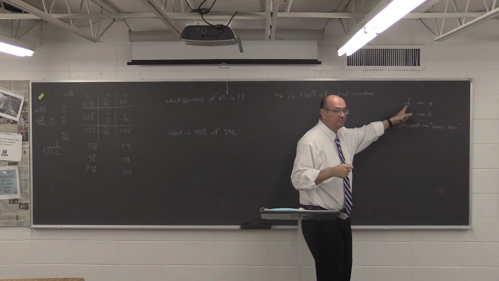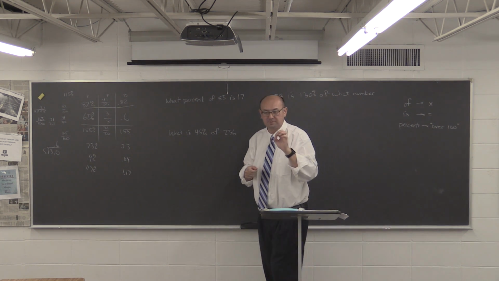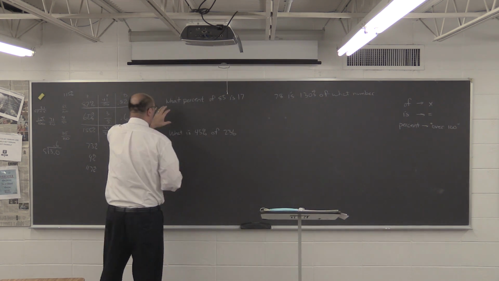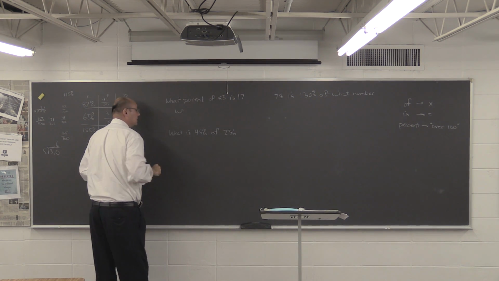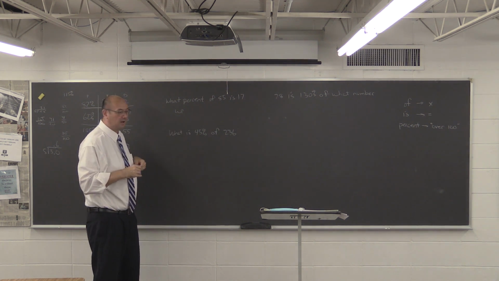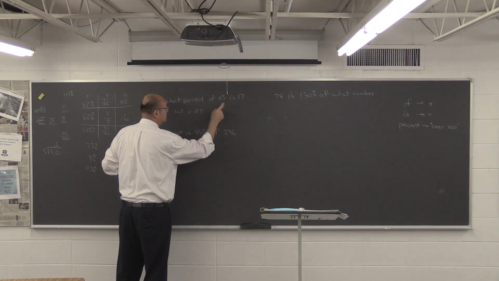"Of" means what? Multiplier, times. "Is" means equal. And what percent? Percent means what? Over 100. Watch this. What percent, so WP, or I can use X. What percent, what's that mean? Okay, times 85 equals 17.